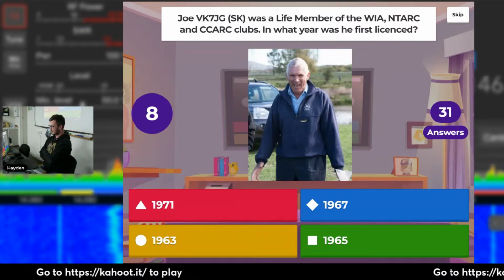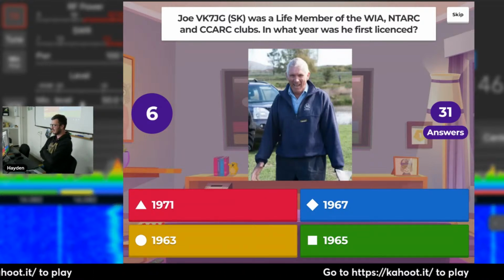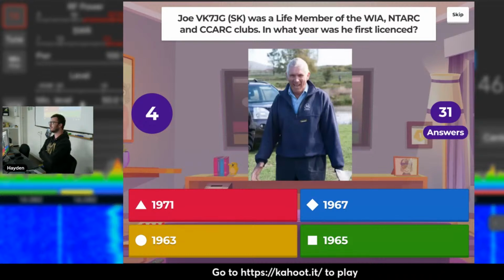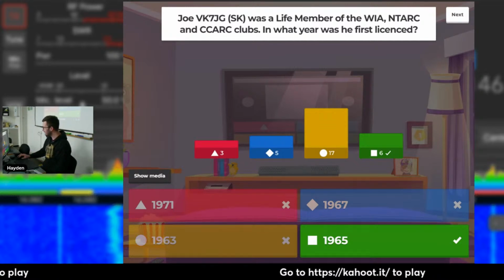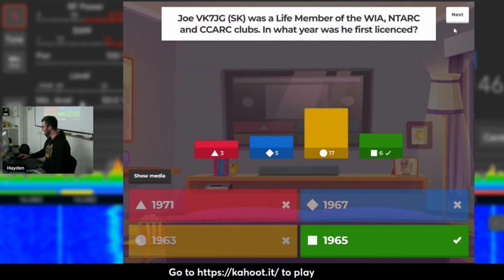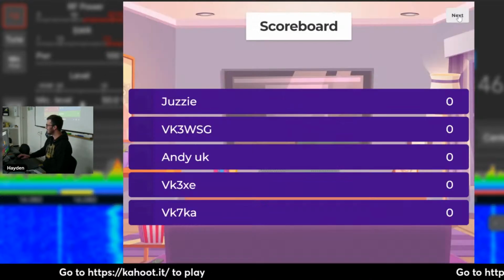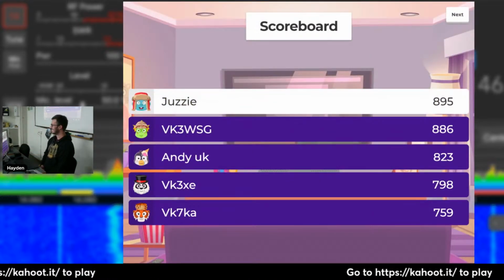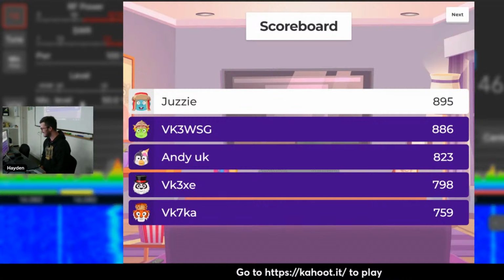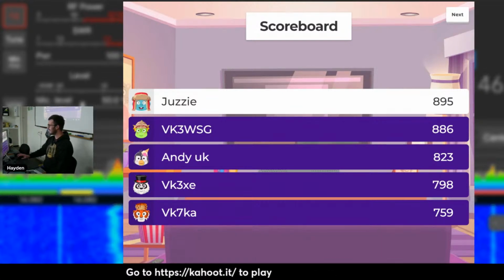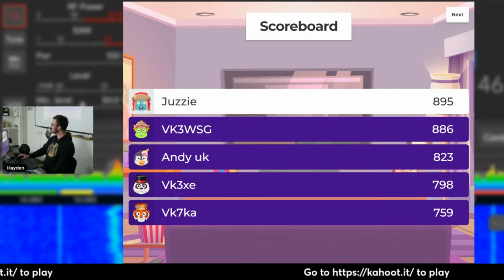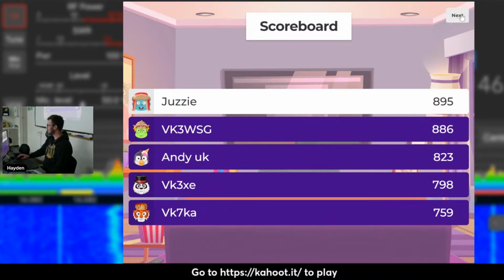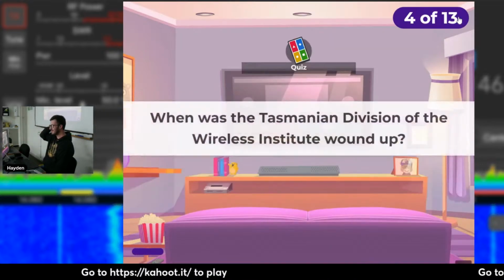Joe was a life member of the WIA, NTARC, and CCARC, and on the honour roll for the Tasmanian division as well. Life member of the Tasmanian WIA Division 2. 1965. Oh, yeah. 6 people got it right. 17 guessed 1963. Scoreboard. Juzzy, who I think is Justin, VK7TW, in first place. VK3WSG in second place. And Andy in the UK in third place. Excellent. Right, moving on.